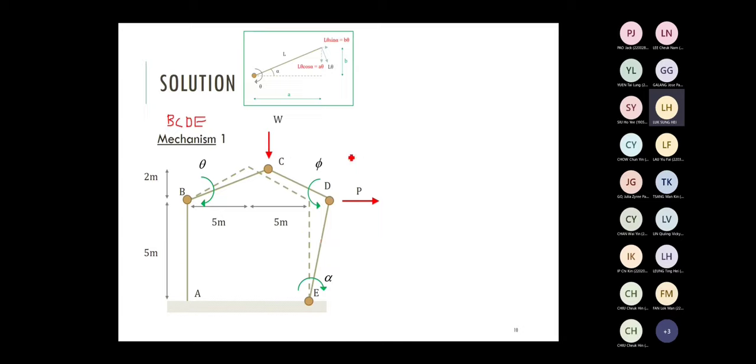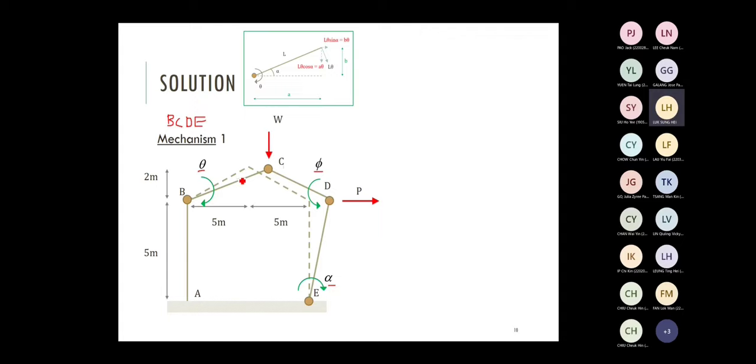Mechanism 1, what should we do? We assume some plastic rotation angle. Say, for example, point B. At point B, we assume that the rotation is equal to theta. At point D, the rotation is equal to phi. At point E, the rotation is equal to alpha. Alpha, theta, phi.